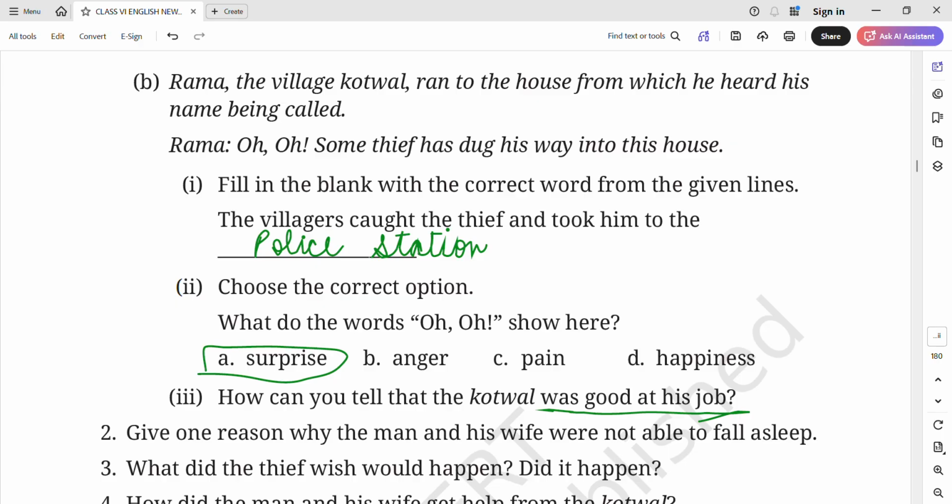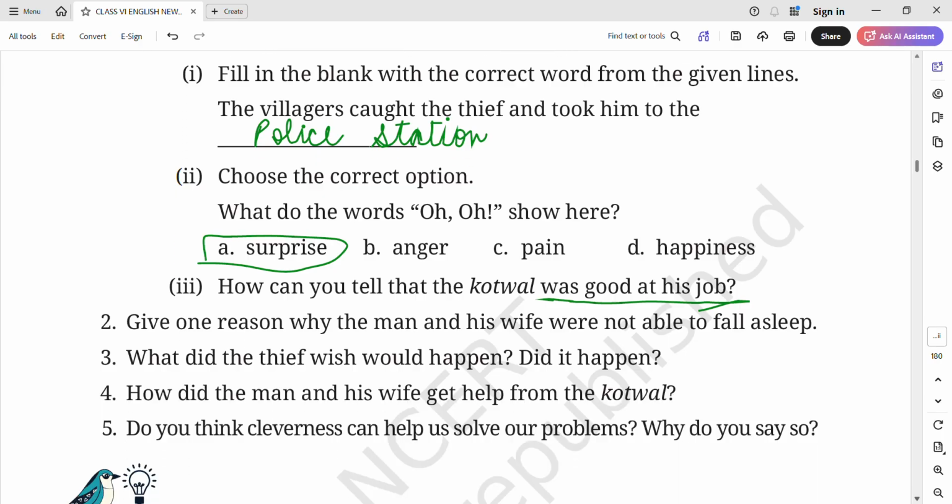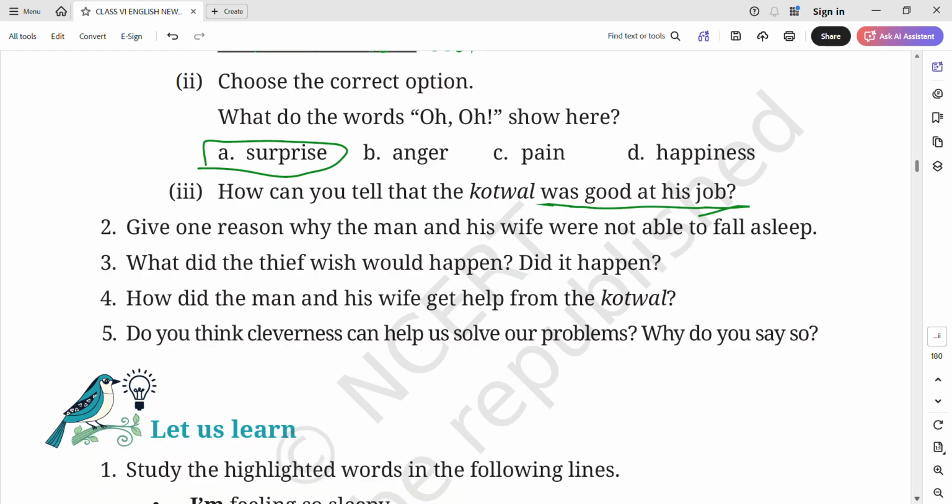Okay, coming to the next question. Give one reason why the man and his wife were not able to fall asleep. Simple, because they were listening to a noise. So, what will be the answer? The man and his wife were not able to fall asleep because a thief had dug out his way or entered their house for the purpose of robbery.